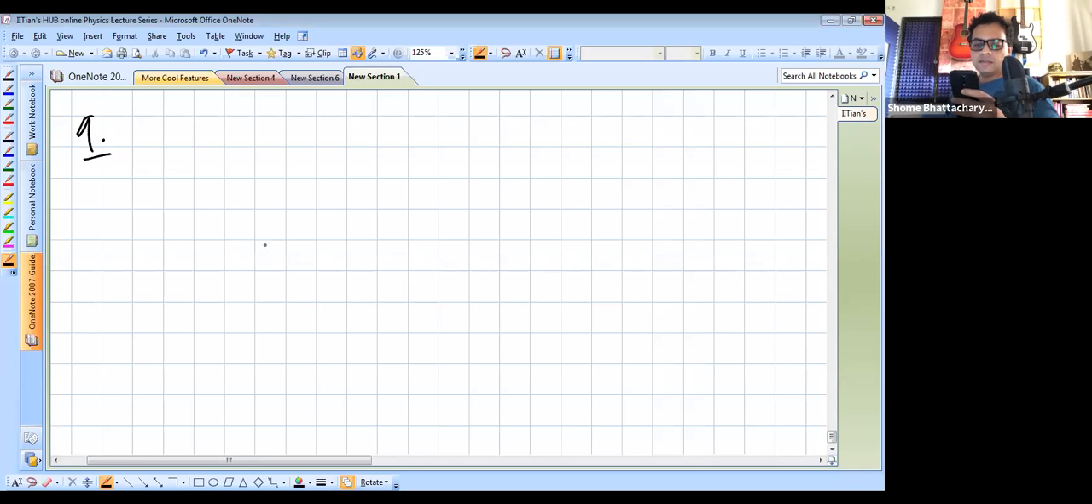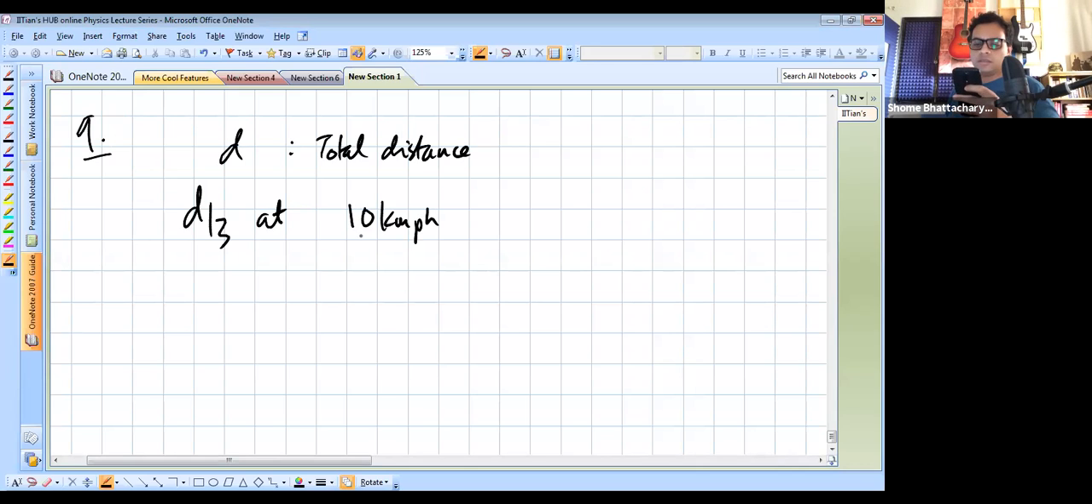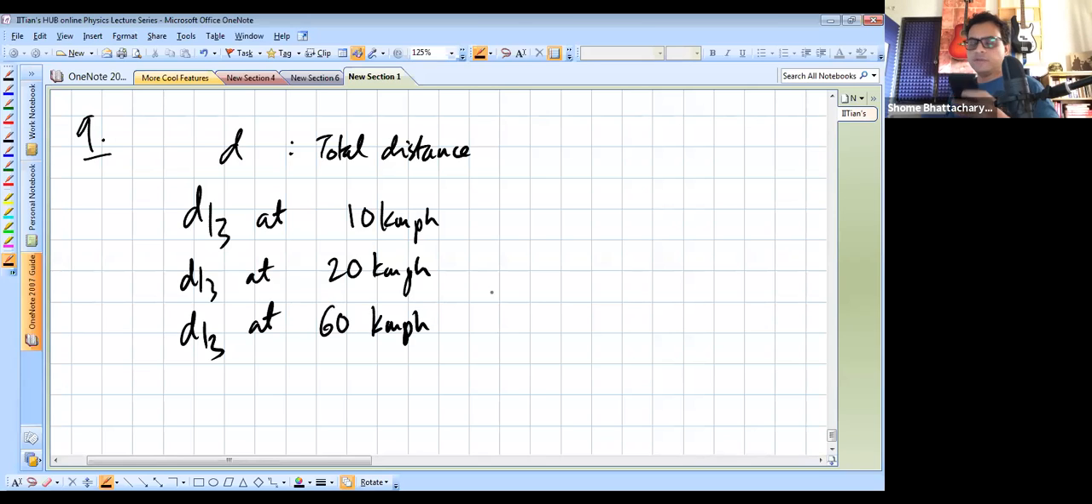Okay. So it says that the total distance it covers is, let's say, d. Now it covers 1/3 of the distance at 10 kilometers per hour. Then 1/3 of the distance at 20 kilometers per hour. And the remaining 1/3 of the distance predictably at 30 kilometers per hour, or sorry, 60 kilometers per hour. And now from this, what we have to find is the average speed, not velocity, but the average speed. So how will we define the average speed?